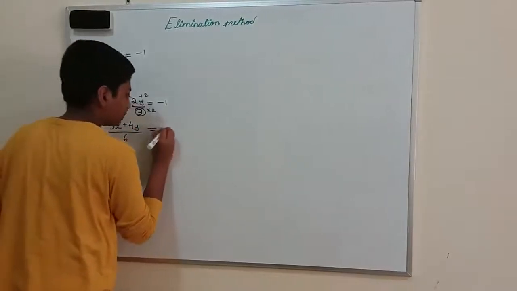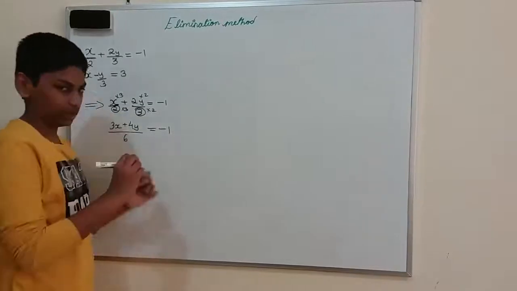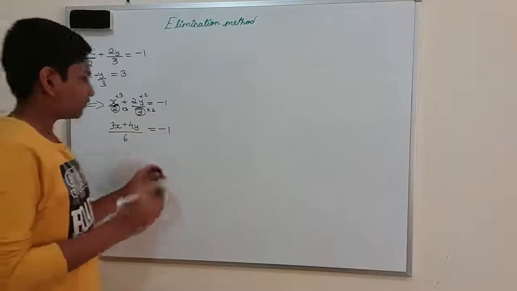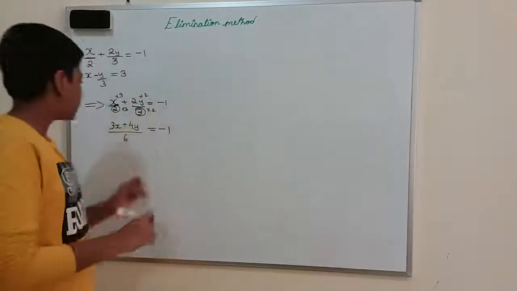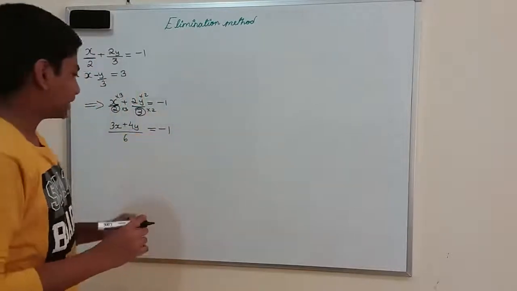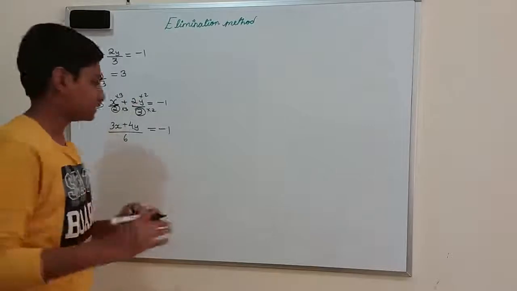So which is equal to minus 1. Now I cannot cut them or simplify them now. Why? Because I don't know the value of x or y. What if the value of x is 0? What if the value of y should be 5? So it won't get divided by the 6. So what should I do? I should just leave it like that.